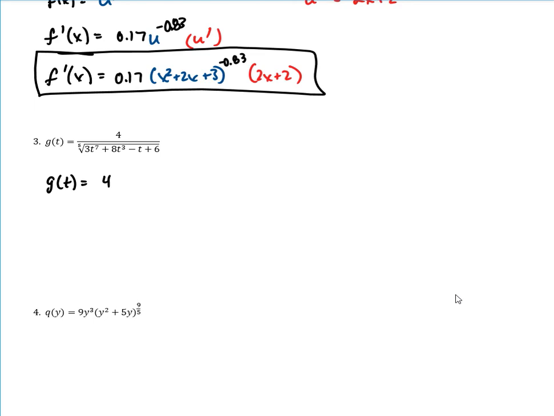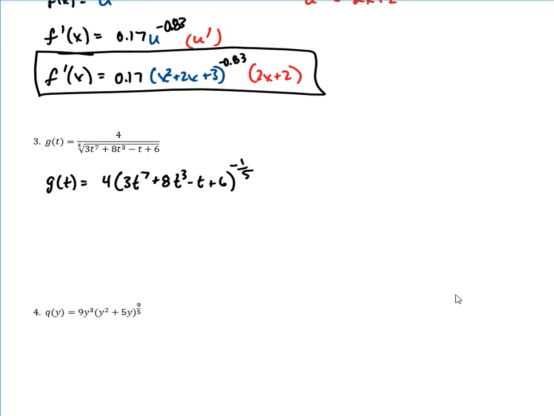Now, we know that this is the 1/5 power, but it's in a denominator. So that means I should move it up to the numerator and just make it negative. So 3t to the 7 plus 8t cubed minus t plus 6. Again, it was to the 1/5 power, but I'm moving it up. So it should be negative 1/5 power.